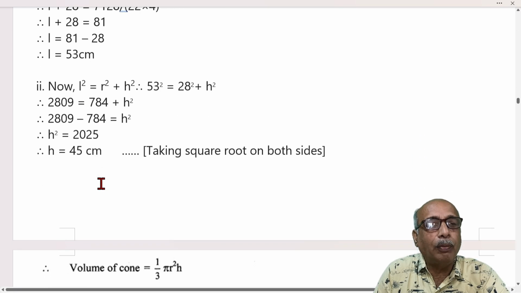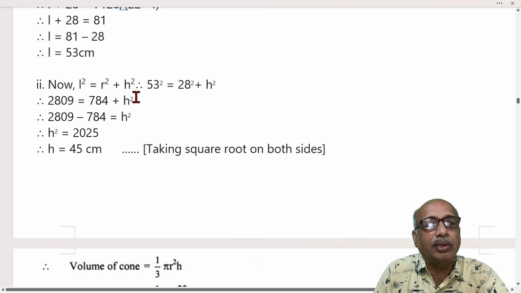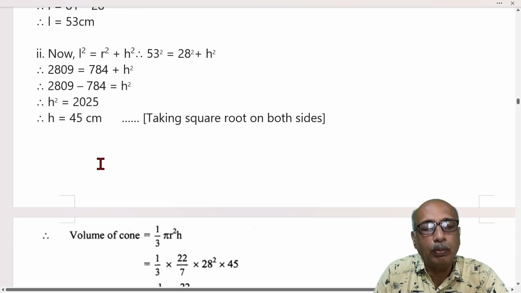Now apply the formula l square equals r square plus h square and calculate h. h square equals 2025. When you simplify this, therefore h equals 45 centimeter, by taking square root on both the sides.